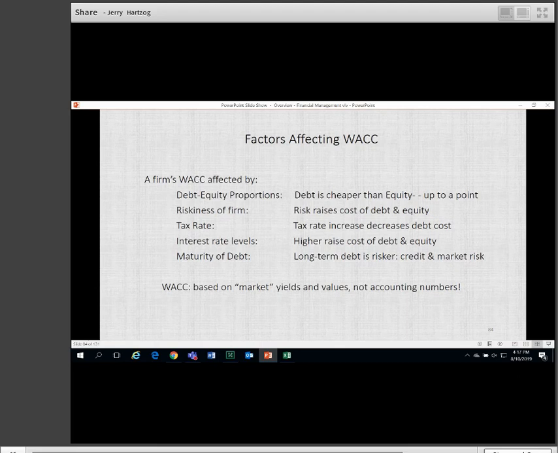One final thing to remember always, though, when you do WACC, we're really basing it on market yields and values. We do not use accounting numbers because accounting numbers are reflecting what went on in the past. And that doesn't mean that you can continue to base your decisions on past numbers.